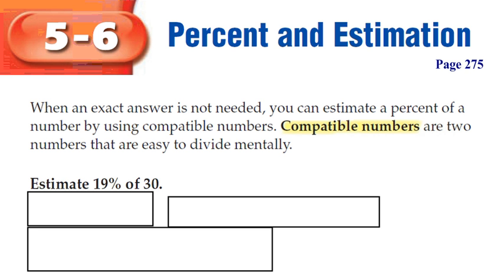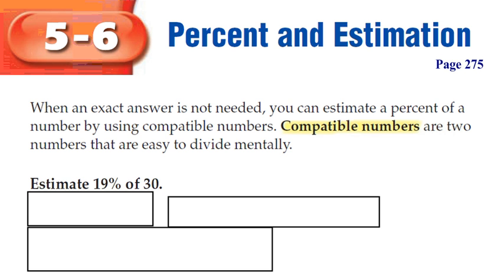Welcome back. This is a section on percent and estimation. In this section we're going to talk about examples when you don't need exact answers and we can estimate or approximate what those answers could be. To do that, we're going to use what's called compatible numbers. Compatible numbers are numbers that are easy to divide without using a calculator. We can do it in our head.